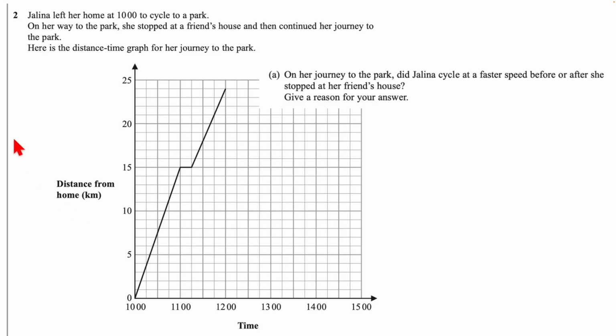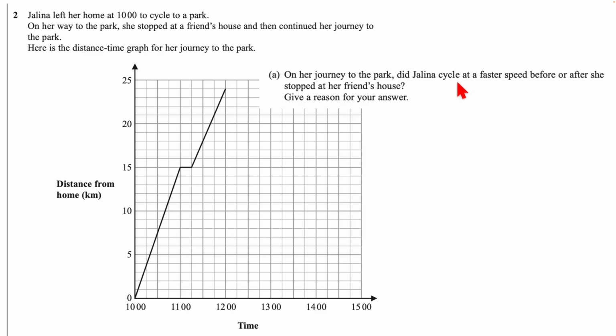So here's a horrible question to cap it all. She left her home at 10 to cycle to the park. On the way she stopped at a friend's house, then continued her journey to the park. Here is a distance time graph to show her journey to the park. So we've got time along the bottom, distance from home, vroom, stops. Vroom. What did I say?